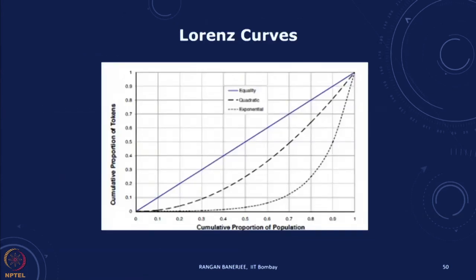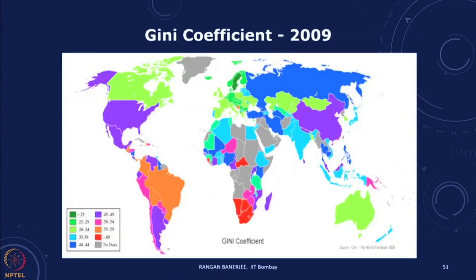Now, just to show you some of the Lorentz curves, you can see that these are different. Obviously, if you compare this curve with this, you will find that this one shows more inequality as compared to this. This will have a higher value of the Gini coefficient. If you just Google, you will find maps which show different Gini coefficients for different countries. Of course, some regions have relatively more equality, for instance, Europe and the Scandinavian countries, and then there are other regions which are relatively more unequal.